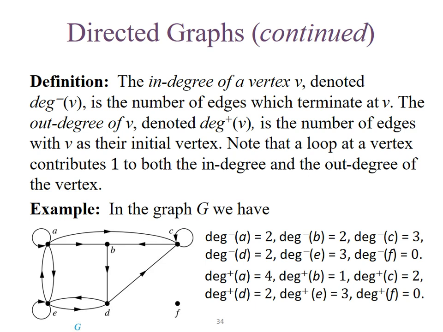For example, for vertex A, the in degree counts edges that terminate at A. We can see one edge terminates at A, and this edge terminates at A. So the in degree of A is 2. And then for out degree, these edges go out of the vertex A, or we can say they have A as their initial vertex. So 1, 2, 3, 4. So we have out degree of vertex A equals 4.